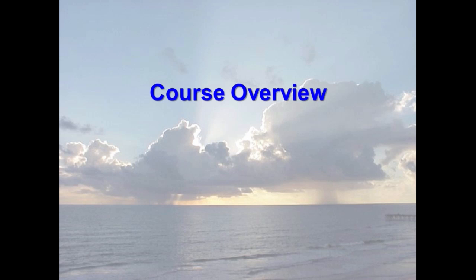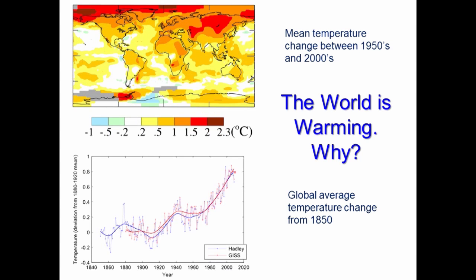Let's begin with a broad brush overview of what we intend to cover in this course. The world is warming. Let's look at the evidence for this. The graph in the lower left shows a reconstruction of the global annual mean temperature as analyzed by two different organizations, the Hadley Center in Britain and the Goddard Institute for Space Studies in New York. Both analyses show that beginning at the end of the 19th century or early 20th century, the Earth's mean temperature has risen about 0.8 of a degree centigrade.